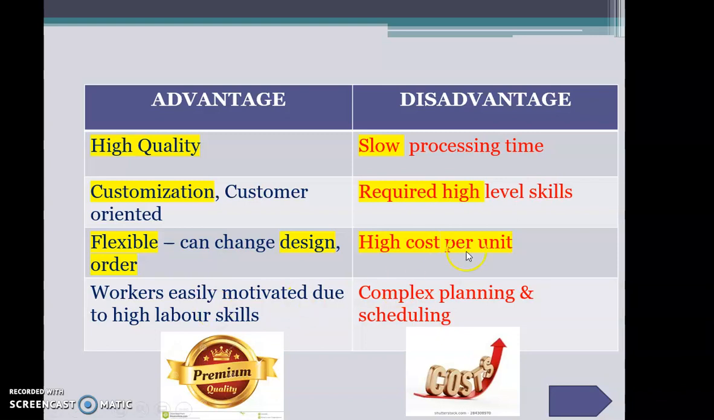Okay, and these are the disadvantages, in which we know that it's a very slow processing time because you have to do one at a time, and it requires very high skill. For example, the tailor needs the skill for sewing and for cutting. And high cost per unit, like I mentioned earlier, because you need to finish one by one. And the complex planning.